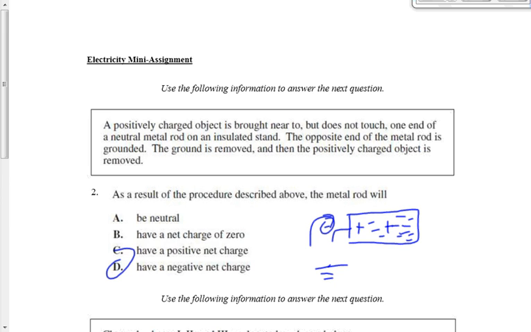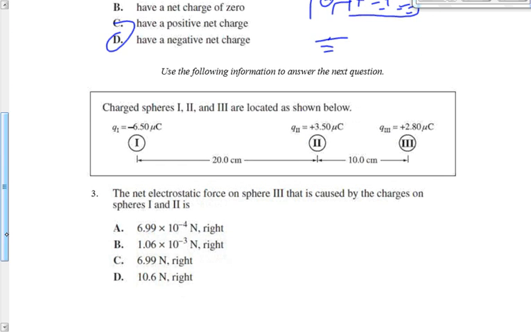3. The net electrostatic force on sphere 3 that's caused by charges 1 and 2. Well, I think this is pretty important, actually, to start circling these. You can see that there's 4 options here, but really there's 2 answers, 6.99 and 10.6. We got 6.99, and then we got 6.99 times 10 to the minus 4. We got 10.6, and then we got 10.6 times 10 to the minus 4, or 1.06 times 10 to the minus 3.